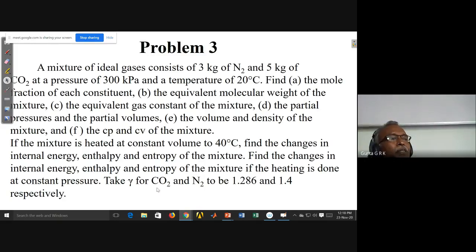And R and gamma are given. Using any of them, Cp and Cv and gamma, we can find out, because gamma of each component is given. And then when it is heated to 40 degrees centigrade, I can find out delta T. First it is heated at constant volume, and then he asks to find out when it is heated at constant pressure also.